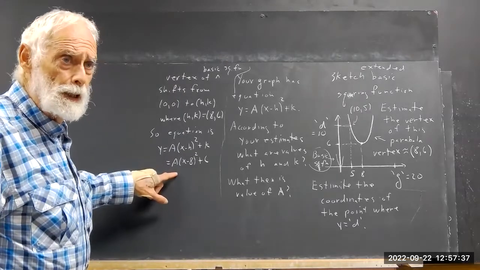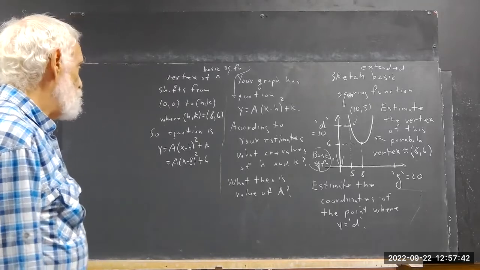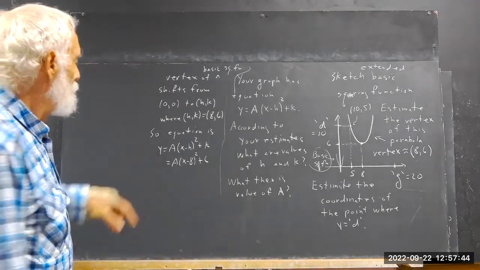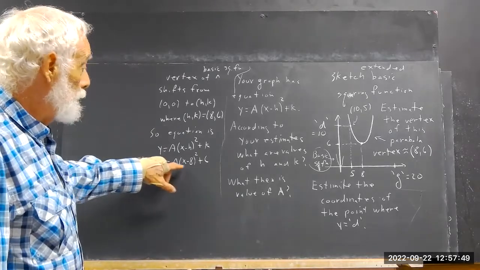Now, what about this A? Well, there are only 3 variables, or 3 parameters, whatever you want to call them, left here: y, a, and x, right?